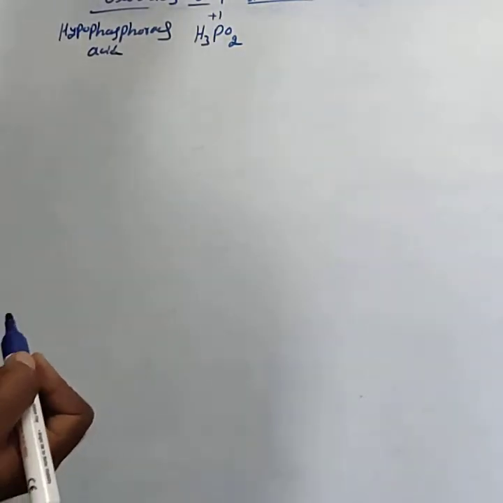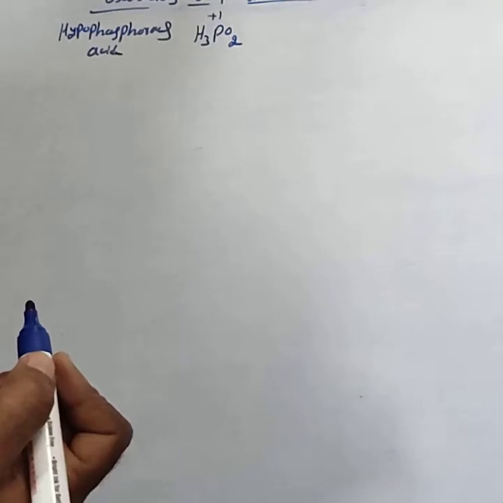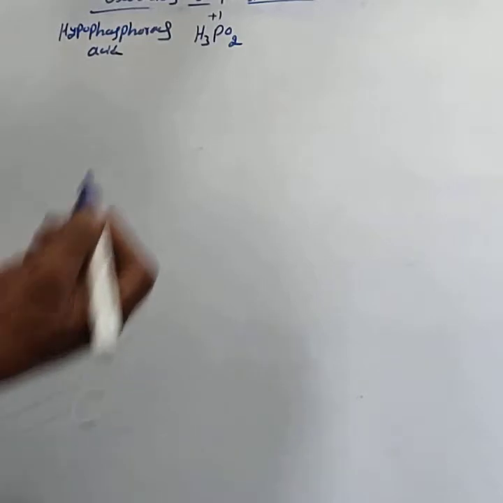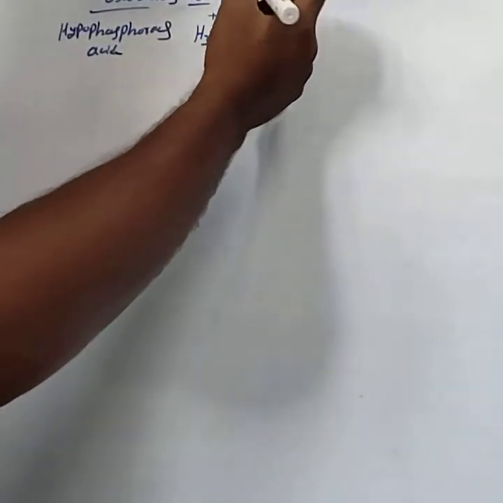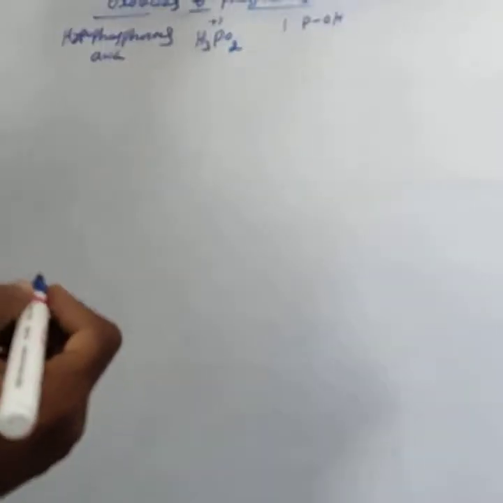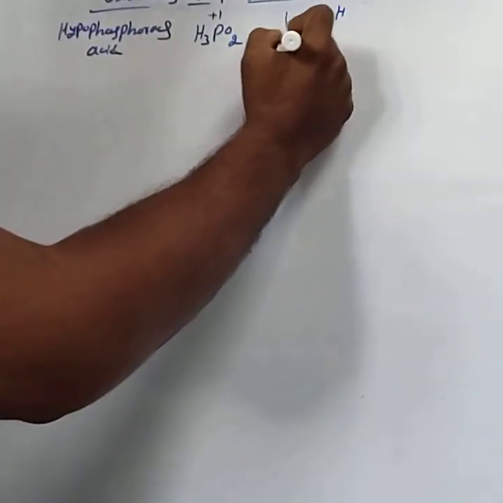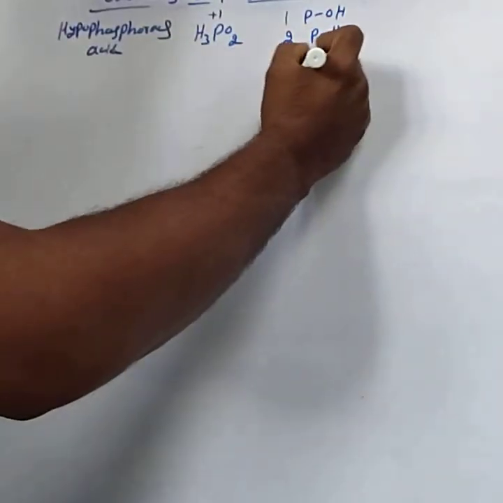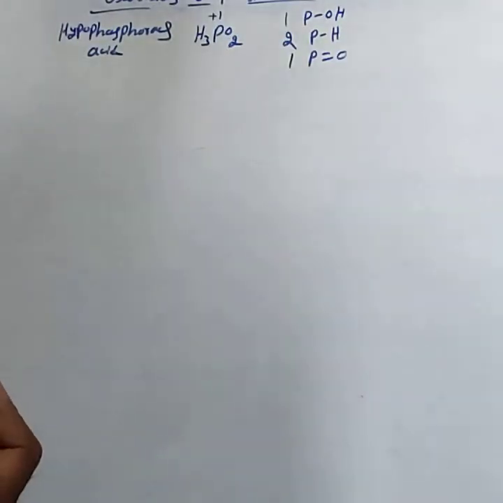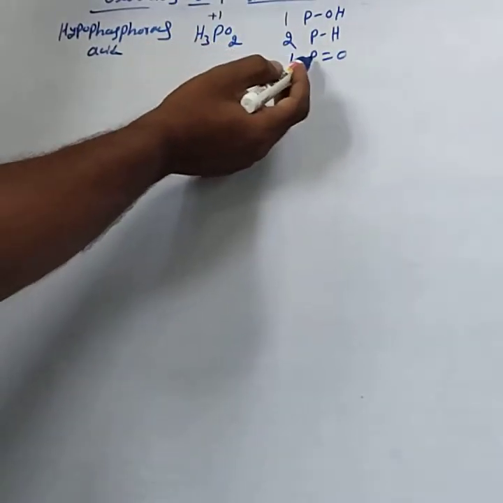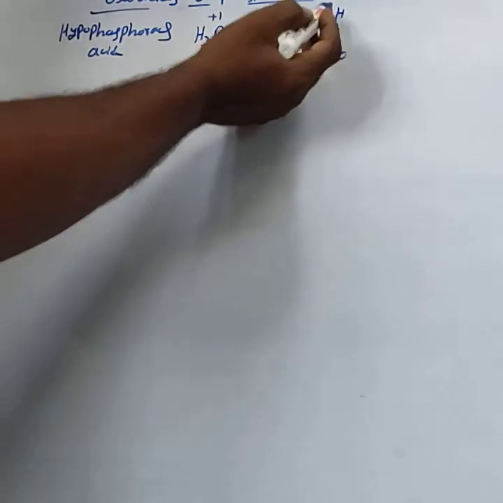To write the structure of hypophosphorus acid, you have to consider some points. Hypophosphorus acid contains one P-OH bond, two P-H bonds, and one P=O bond. By using this, you can write the structure.